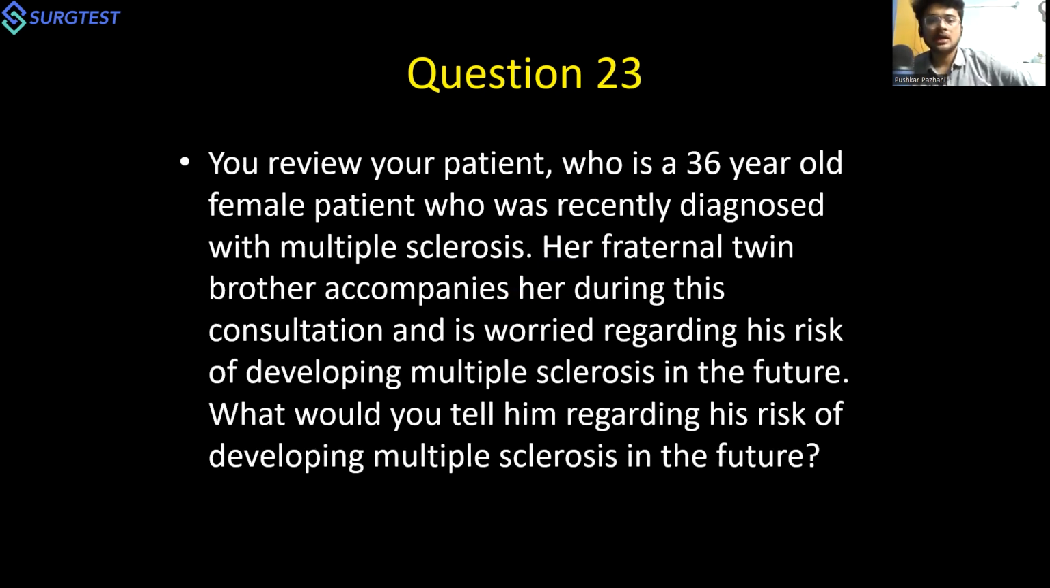So 7 more. Okay, so long stem MCQ alert. You review a patient who was a 36-year-old female patient who was recently diagnosed with multiple sclerosis, and she has a fraternal twin. Okay, so she has a non-identical twin who is a brother and accompanies her during this consultation, and he seems to be pretty concerned regarding his risk of developing multiple sclerosis in the future.